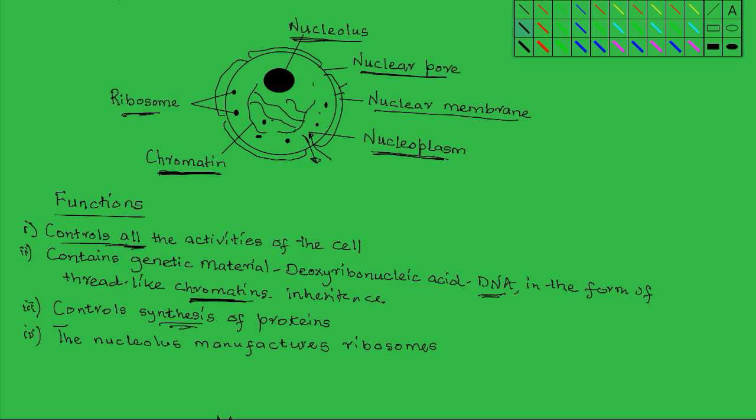It controls the synthesis of proteins. Now, this comes about again with the help of the ribosomes. These ribosomes play a very important role in the synthesis of proteins. And the fourth function is the manufacture of the ribosomes that play a central role in protein synthesis. The manufacture of the ribosomes is carried out by the nucleolus, the dark spherical body within the nucleus.